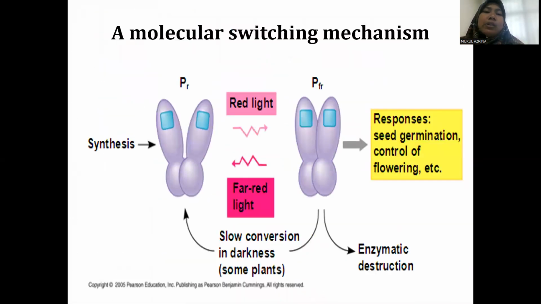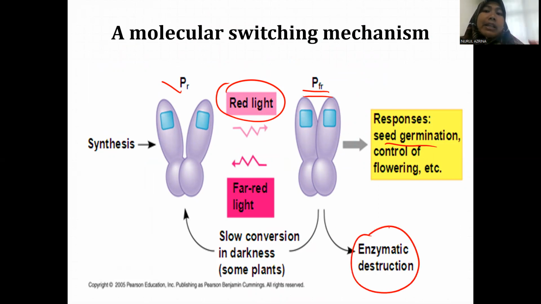You can see when the phytochrome absorbs red light, it will be converted into PFR. The level of PFR will induce plant responses like flowering. The PFR level will decrease as the PFR is degraded as it absorbs far red light. The conversion of PFR to PR usually happens in darkness, and the process is quite slow.